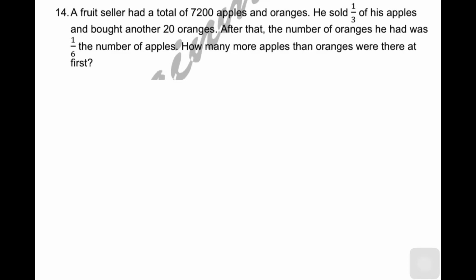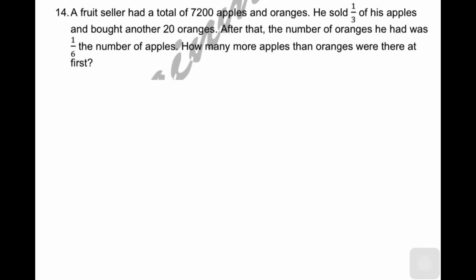A fruit seller had a total of 7,200 apples and oranges. He sold 1/3 of his apples and bought another 20 oranges. After that, the number of oranges he had was 1/6 the number of apples. How many more apples than oranges were there at first?